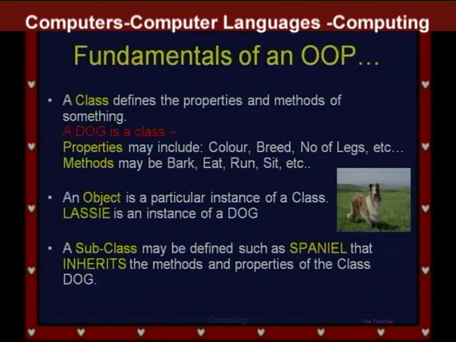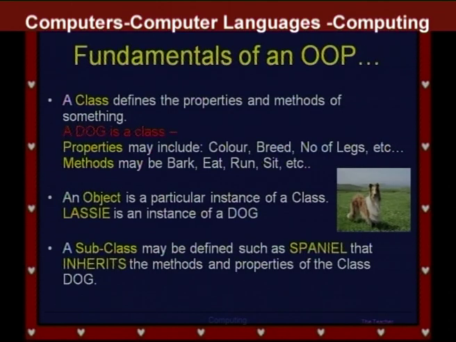A few terminologies in object-oriented programming is called a class. There might be a chance of being asked, what is object-oriented programming? It's a high-level programming language which works on the concept of objects.